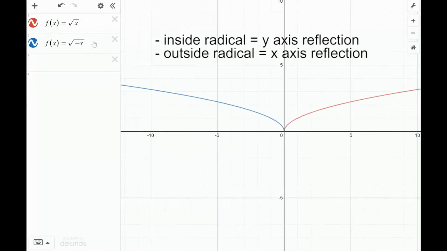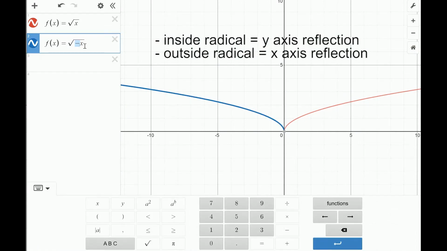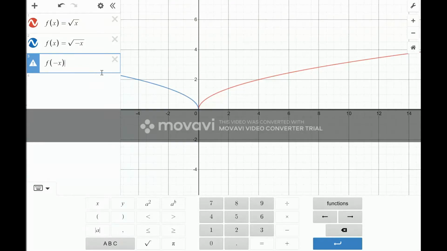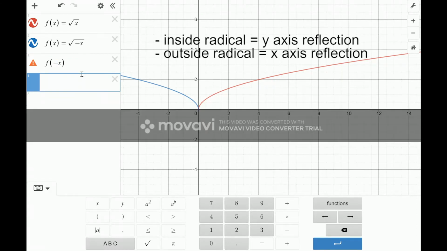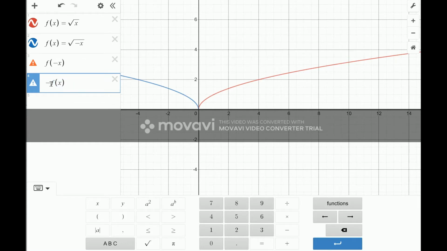So think opposites. If x is being affected by the negative sign, then it flips over the y-axis. So the notation for this is technically f of negative x, because the negative is only affecting whatever x's are inside of this function, so this is a reflection over the y-axis. A reflection over the x-axis is when the negative goes outside of the graph, like this. Now you see the negative is affecting all of f of x.